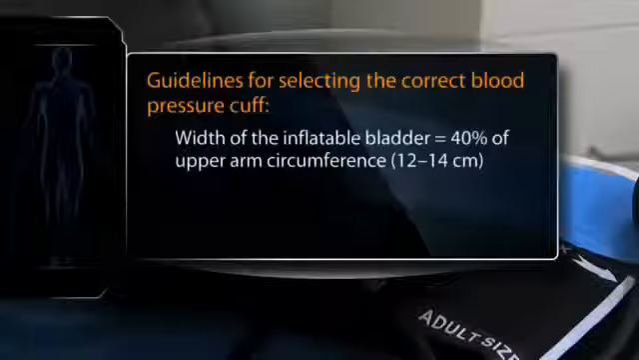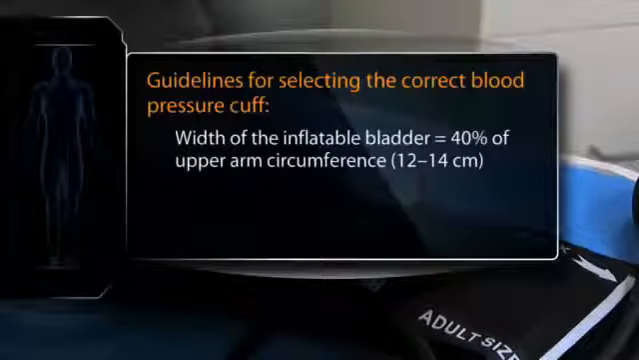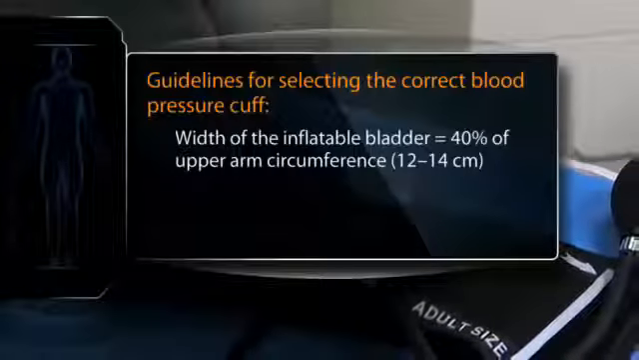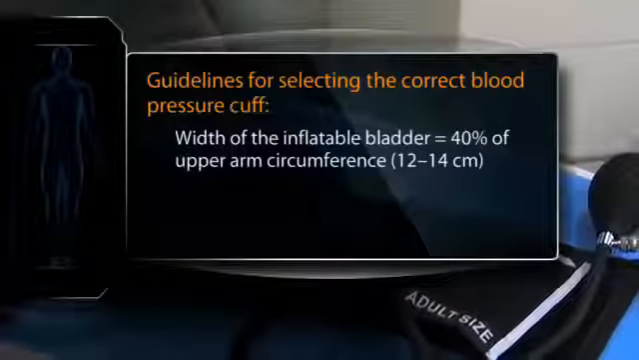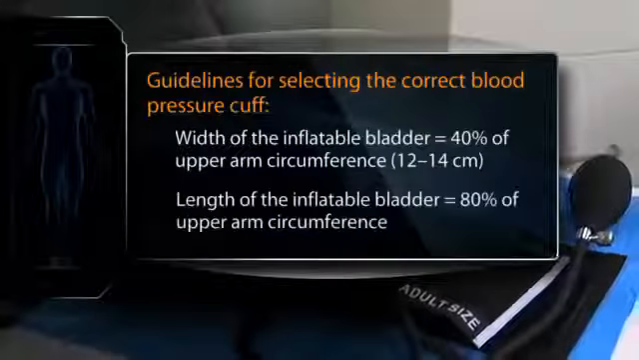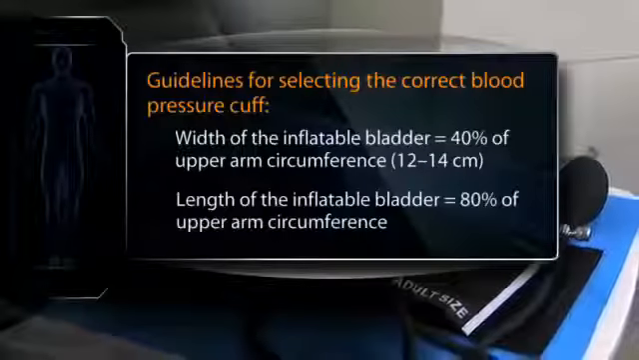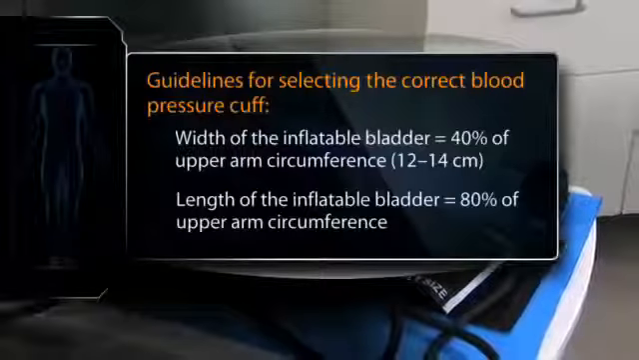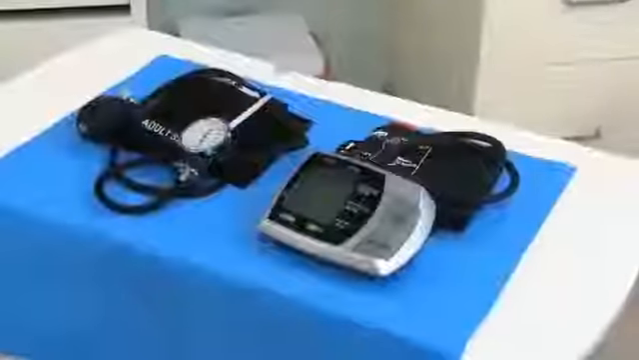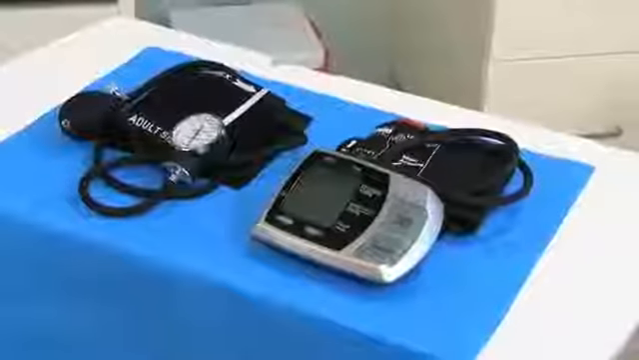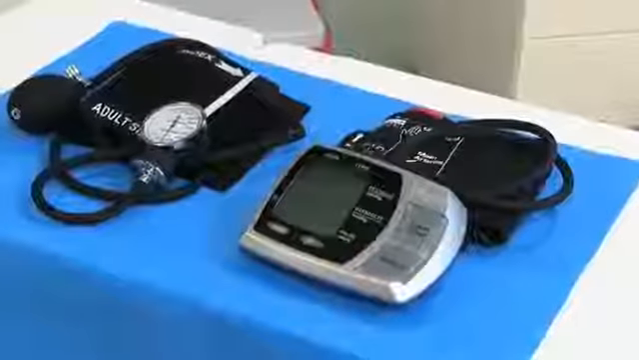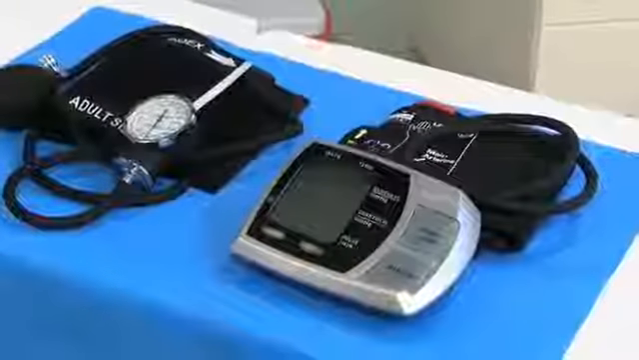The width of the inflatable bladder of the cuff should be about 40% of upper arm circumference, which is about 12 to 14 centimeters in the average adult. The length of the inflatable bladder should be about 80% of upper arm circumference, which is almost long enough to encircle the arm. All blood pressure devices, whether aneroid, electronic, or hybrid, should be routinely calibrated for accuracy using international protocols.